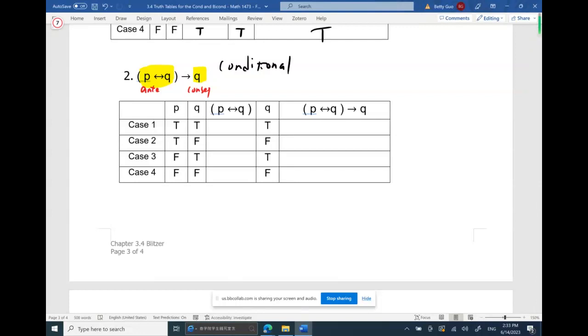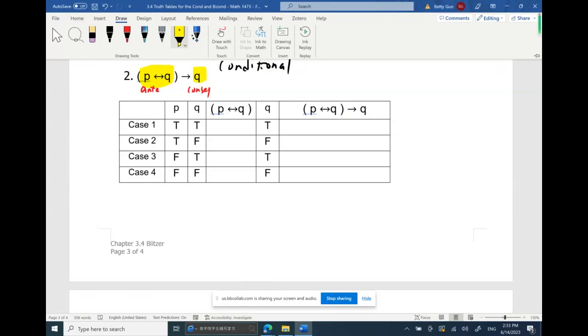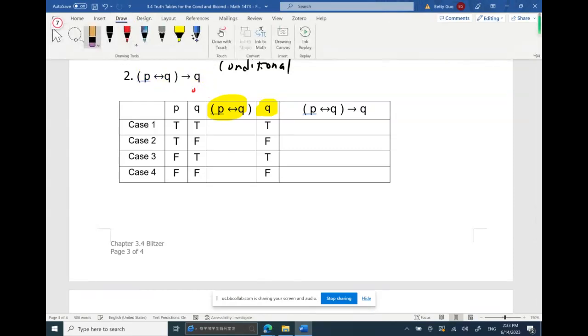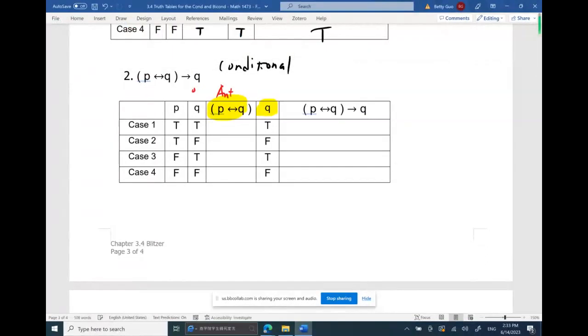All right. And this truth table also has the antecedent and the consequence right in front of the conditional. Yeah. So we need to remember, this is the antecedent, this is the consequence. Okay. And Q is given here, and we need to figure out P if and only if Q. The antecedent is a biconditional.